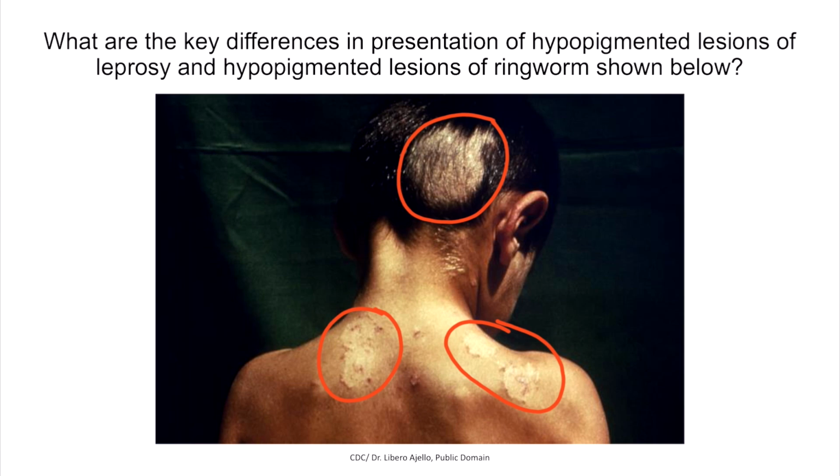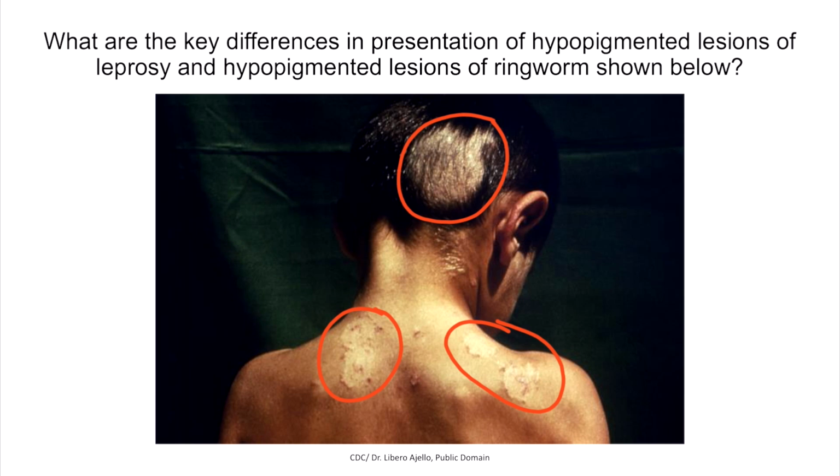The key difference is that hypopigmented lesions of leprosy will be anesthetic and associated with some form of sensory or motor neuropathy in the nearby area, as well as potential thickening of the nearby peripheral nerves. Ringworm lesions, on the other hand, will not have any neuropathic findings.